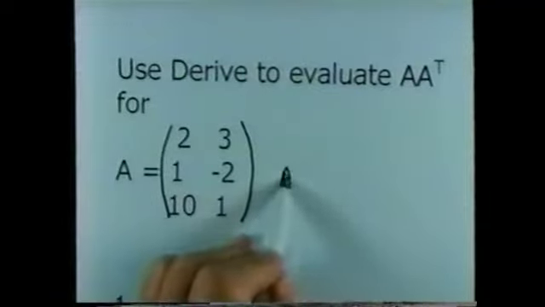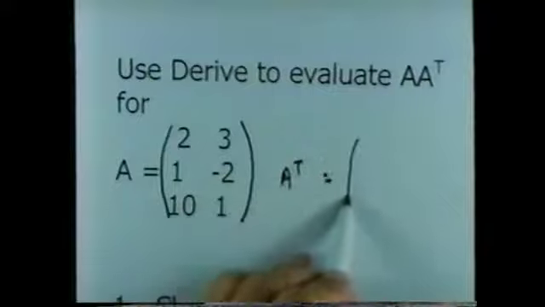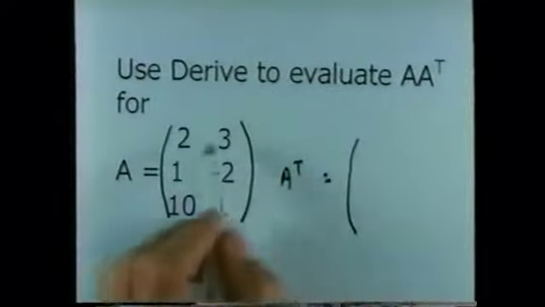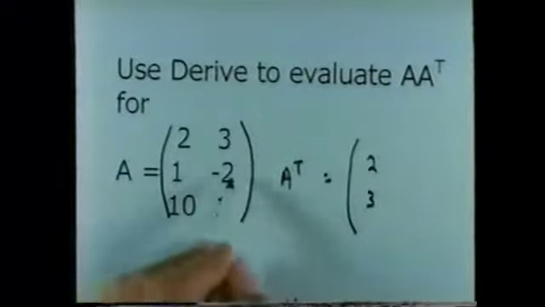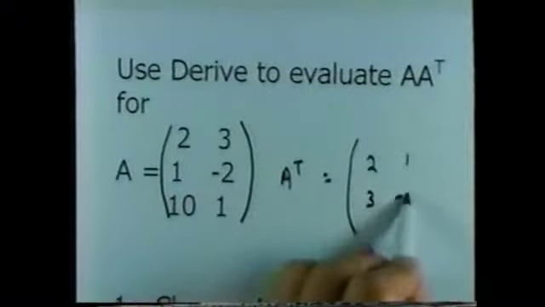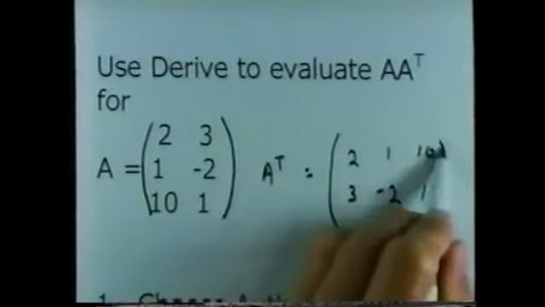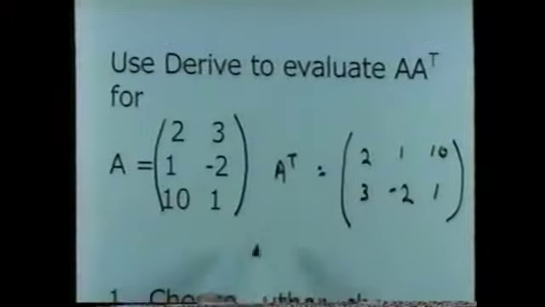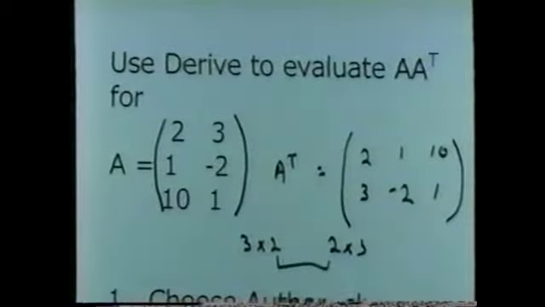A transpose is going to be row 1 becomes column 1, row 2 becomes column 2, row 3 becomes column 3. And we see that we can multiply because this one is 3 by 2, this one is 2 by 3. So I can do it.